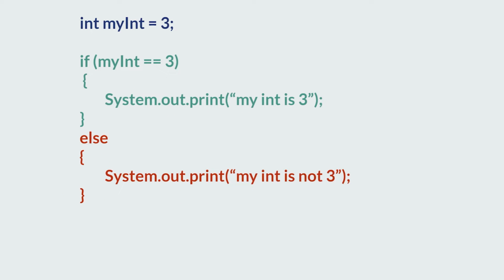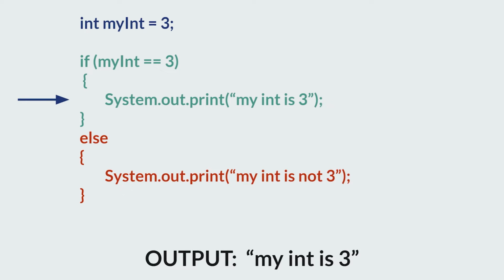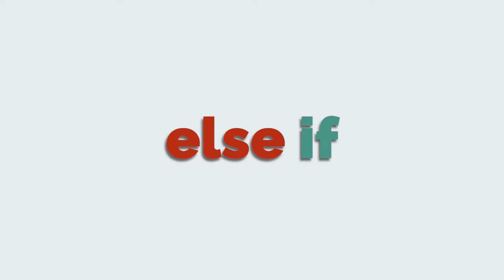Well, let's say myInt is actually set to 3. So now once we get to the if statement, since myInt does equal 3, the expression in the if statement evaluates to true, so we run the code inside the if statement, printing out "myInt is 3". And after this, we skip the entire else portion of the code because we ran the if statement.